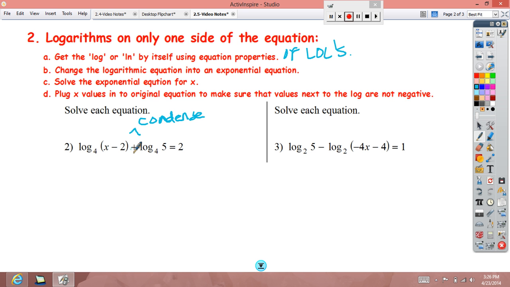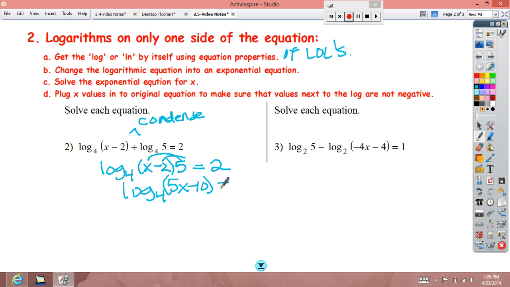And so I have addition, that's LOL number 1, right? Log base 4, log base 4. So I can make this into log base 4 plus, LOL 1 turns into multiplication. So this is log base 4 of x minus 2 times 5 equals 2, right? Combine this into 1. And so we can multiply these. So I have log base 4 of 5x minus 10. And this is one term together here, equals 2, right?